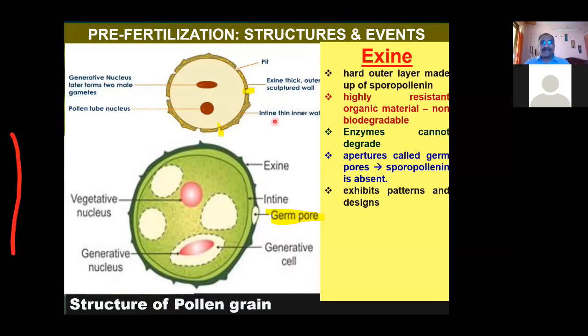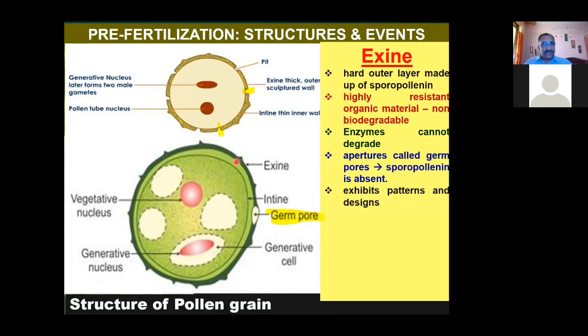So this is about the exine. I told you this is the hard layer. Exine is a hard layer made up of sporopollenin. This sporopollenin is highly resistant to chemicals, organic chemicals, and is non-biodegradable, and even enzymes cannot act upon it. Where this sporopollenin is absent, a small pit is formed, and this small pit we call the germ pore, through which the inner intine will come out as a pollen tube at the time of germination of the pollen grain.